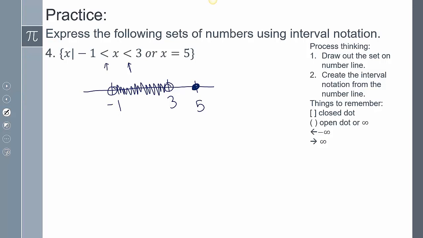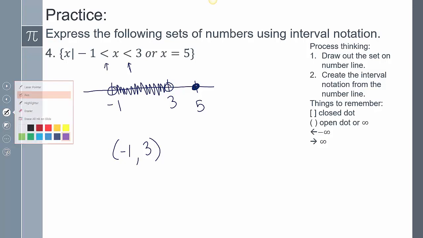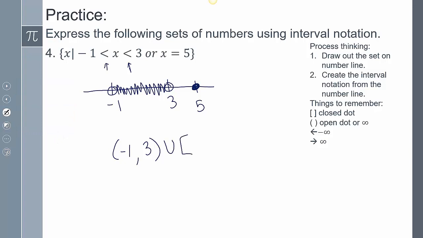So now drawing this, I'm going to say that there's nothing over here. There's nothing here, so there's no negative infinity. It doesn't start until I get to negative 1. So at negative 1, it's going to go all the way to 3. And I use parentheses because these are open circles. Then there's a gap until it gets to 5. And so I'm going to say union 5. Now I did brackets because it's including that value. There's nothing else, and so that's going to be my answer.